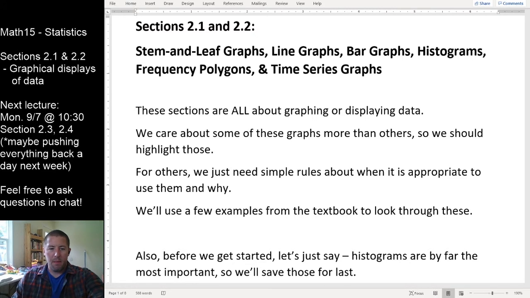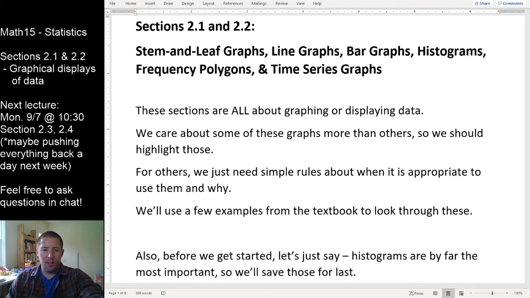So this class always, in my opinion, starts out a little bit slow, but we're wrapping up the slow parts right here, which is nice. So we'll be doing a little bit more next week rather than just understanding a few words and drawing a couple pictures.